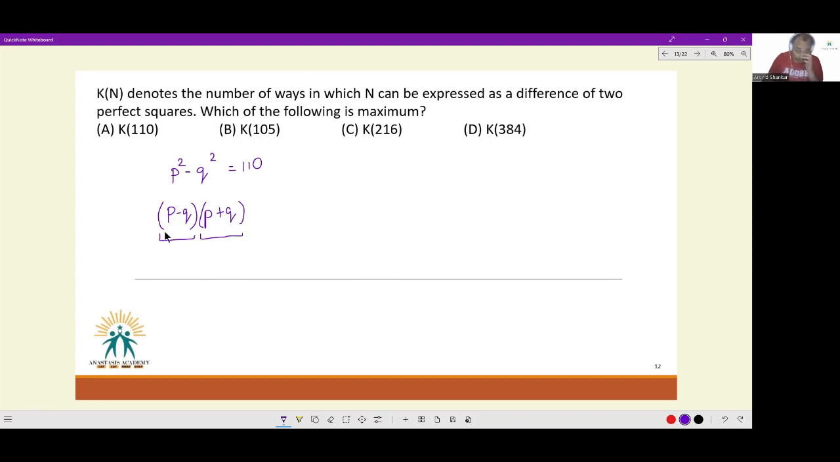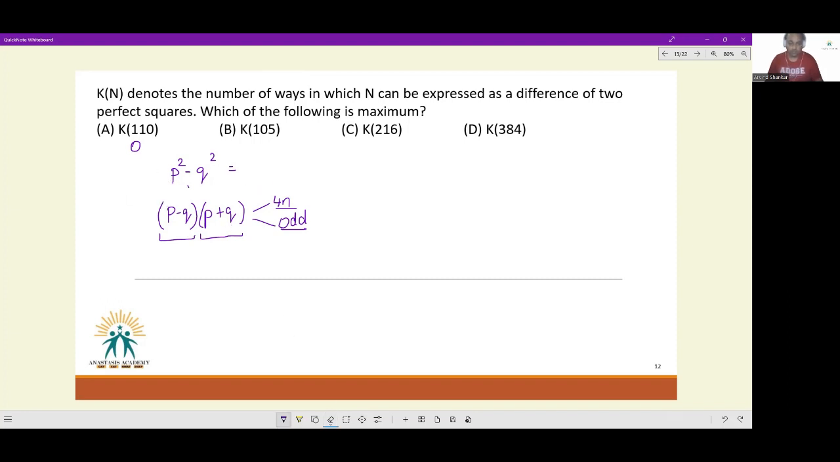So in either case, can you see the difference of two perfect squares will either be a multiple of 4? Either both of these brackets will be multiples of 2, therefore the product will be a multiple of 4, or it will be an odd number. The fact that 110 does not fall in either category means that k of 110 is 0. This work is done.